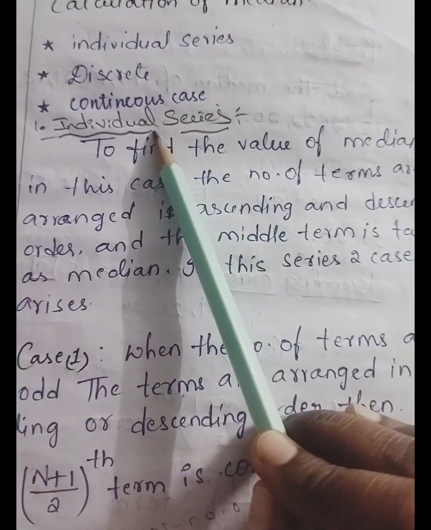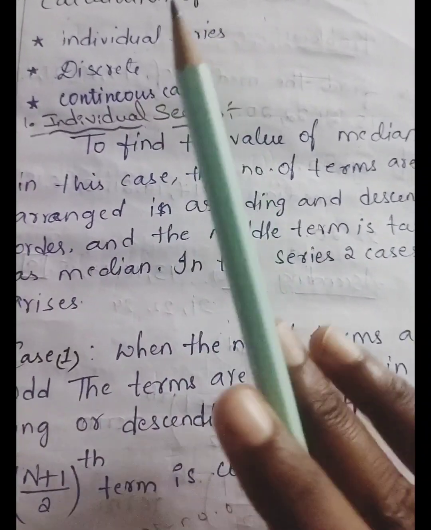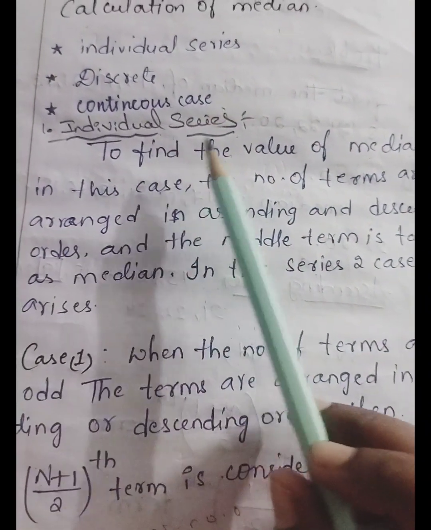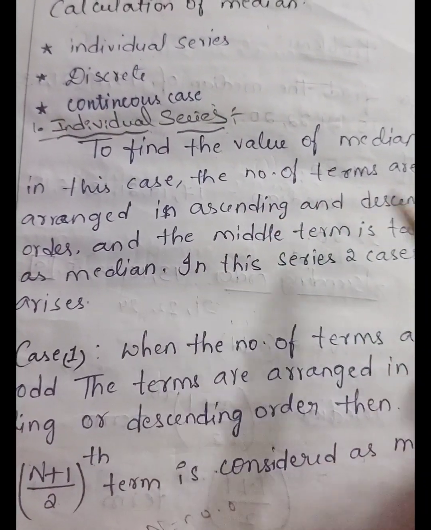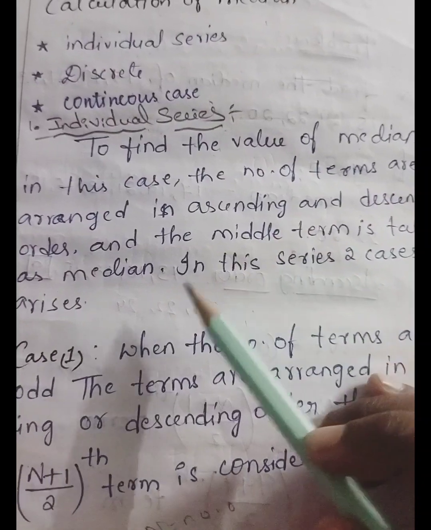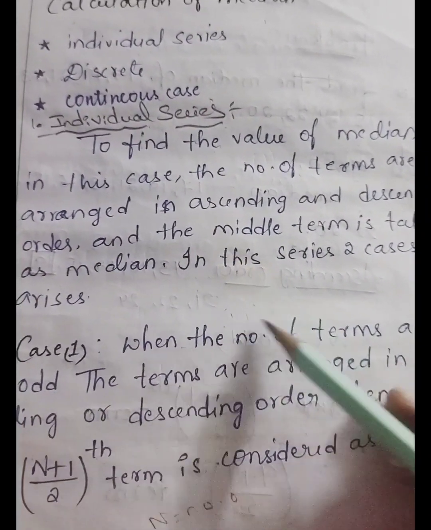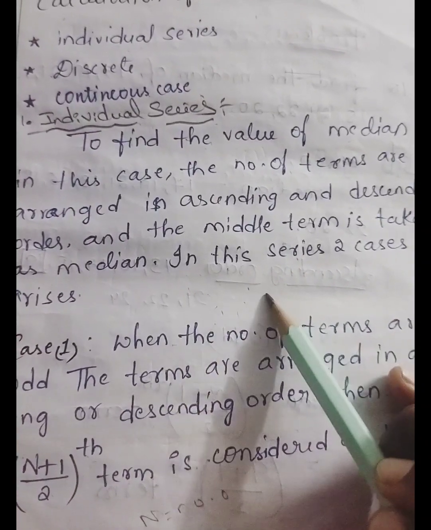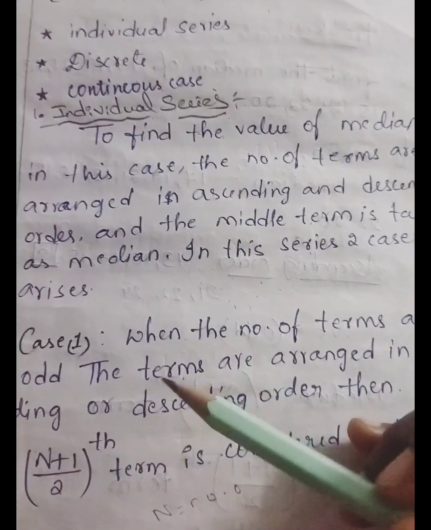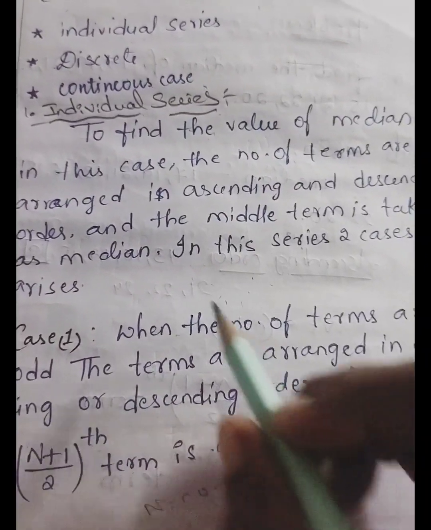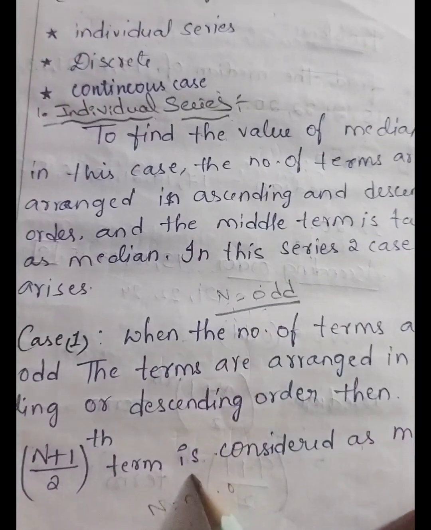So when to use individual case? We have to use individual case when only the observations are given, only observations, not frequencies. So if the observations are given, then xi values are given. First we need to find the median value by arranging the data in ascending or descending order. Once you have done that, we have to consider the middle term as the median. But here we have two cases. First one is the odd case, that means when the n value, the number of terms, is odd, then you can use this case.